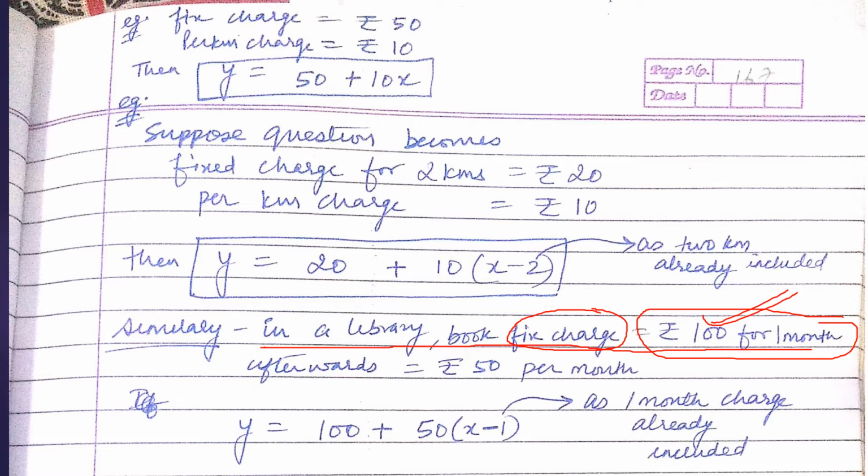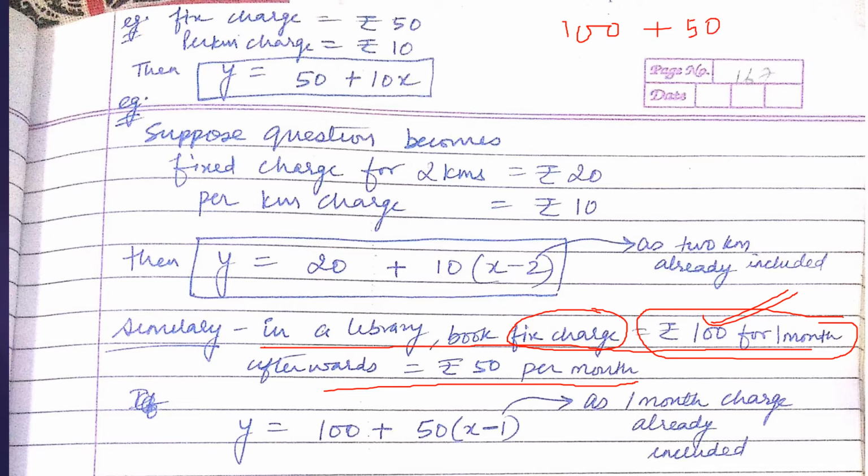After this month, if you keep this book, what will happen? The price will be 50 rupees per month. So again, think about it. Suppose you are using the book for 2 months. So what will be the price? You have to give 100 for the first fixed month plus 50 rupees for the second month.